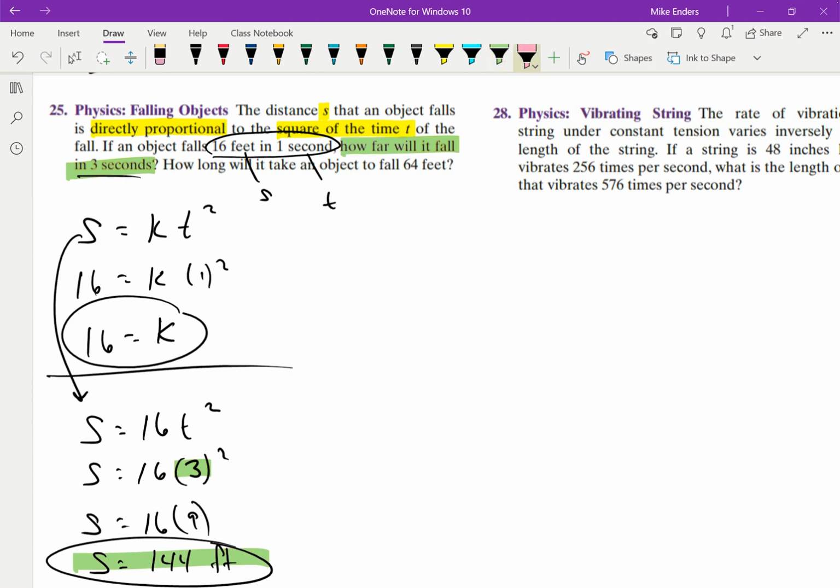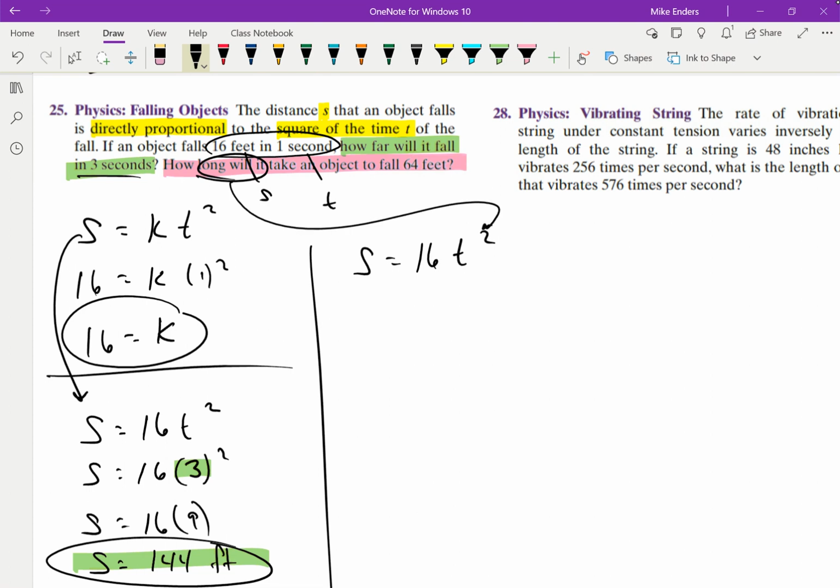We do have a follow-up question here. How long will it take for an object to fall 64 feet? Again, we can take our initial equation, because we know it's s equals 16 times t squared. So how long will it take? That's our t. We don't know t in this case, but we know it's going to fall 64 feet, which is our s. So 64 is going to be 16 times the square of time.